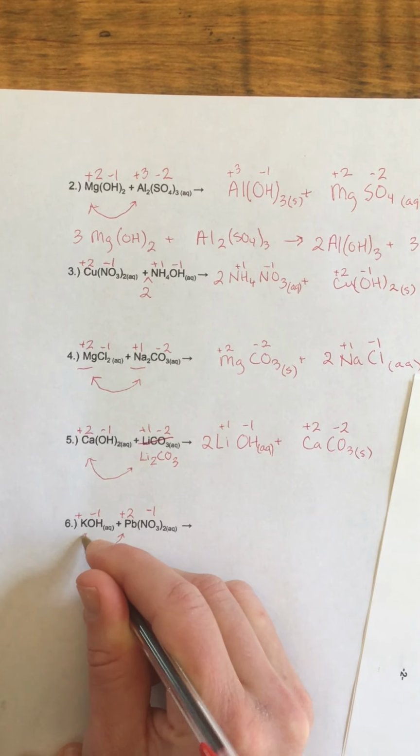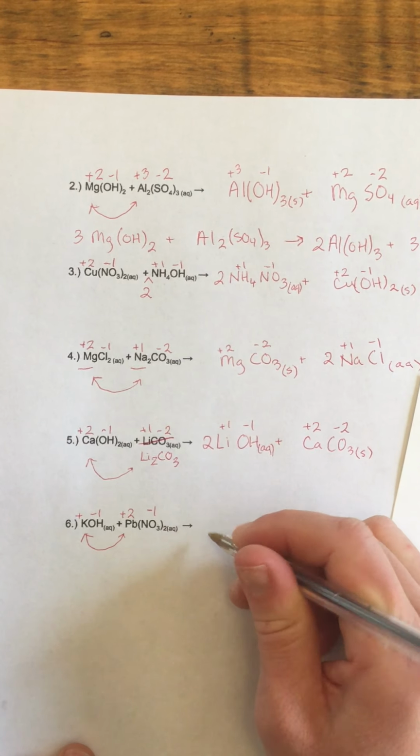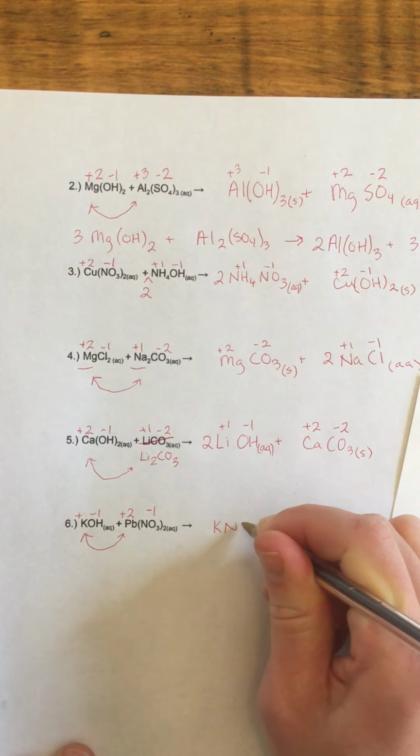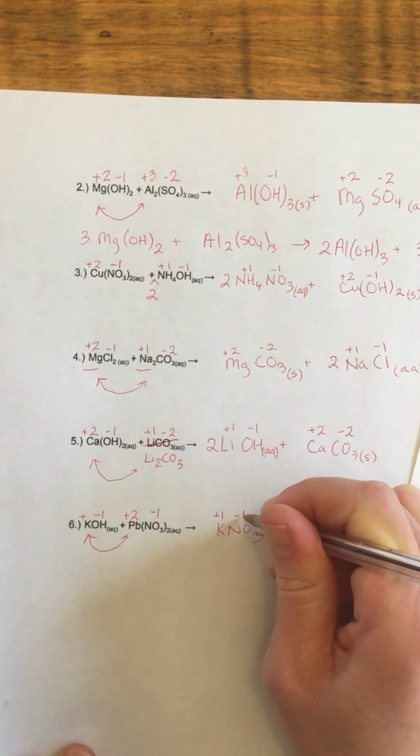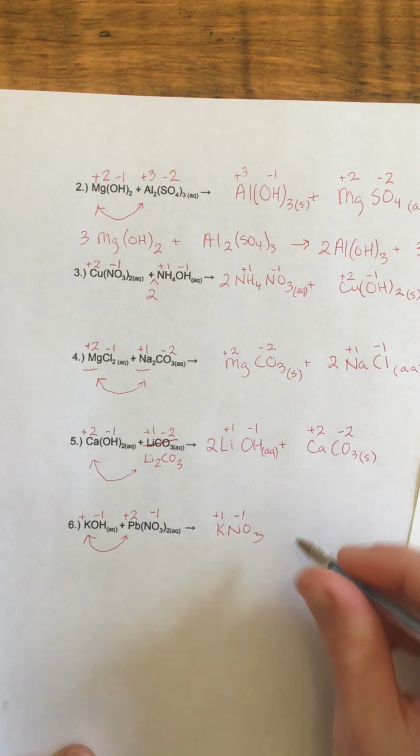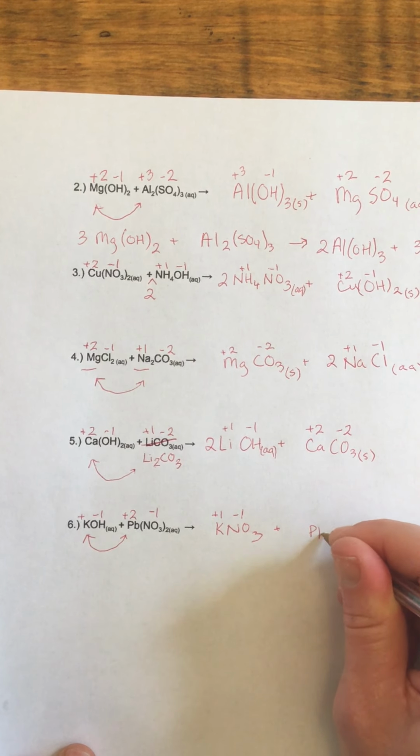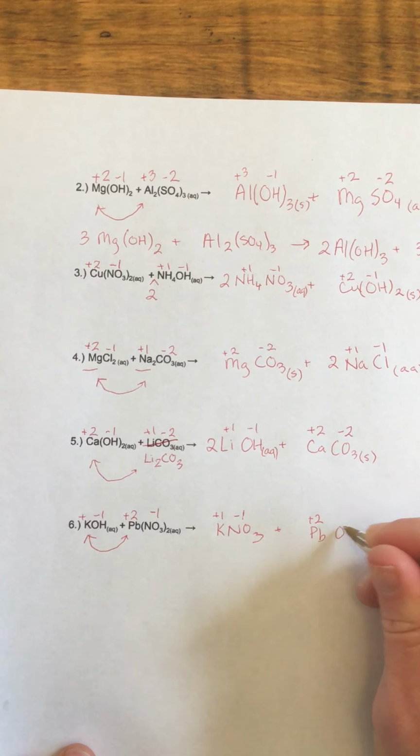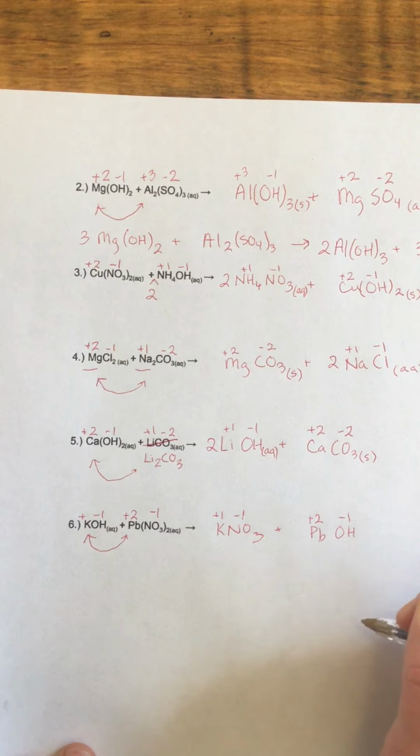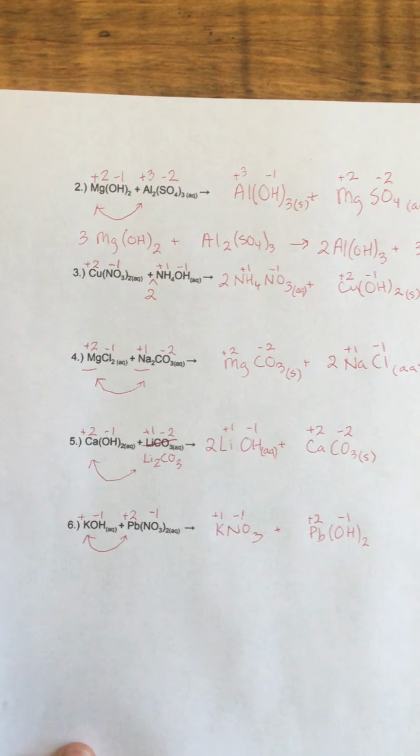So now we're going to swap the places of potassium and lead, and I would end up with potassium with nitrate. Potassium is +1, nitrate is -1, so I don't need to add in any subscripts. And I'm going to have the other compound be lead, remember charge +2, with hydroxide. Hydroxide has a charge of -1, so we would have to have 2 hydroxide groups to make it so that the overall charge is neutral.